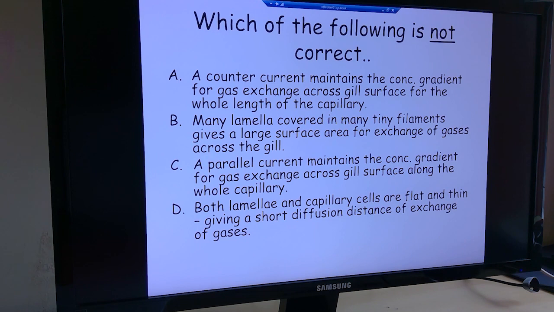Okay, so which one of these is not correct? A counter current maintains the concentration gradient for gas exchange across the gill surface for the whole length of the capillary. Many lamellae covered in many tiny filaments give a large surface area for gas exchange. A parallel current maintains the concentration gradient for gas exchange across the gill along the whole capillary.